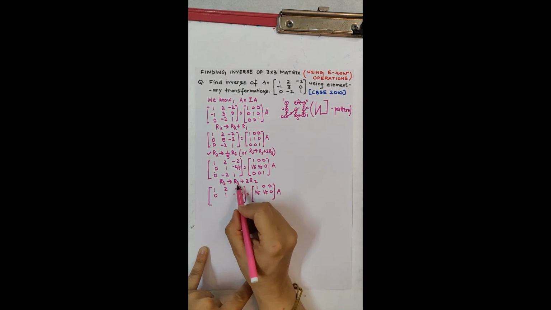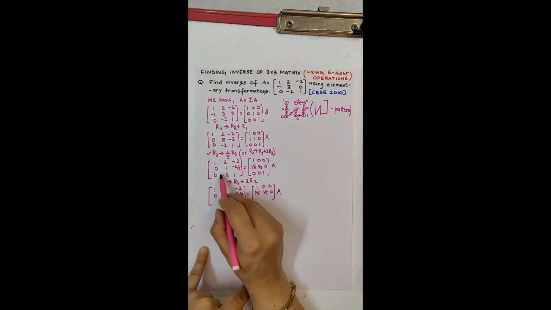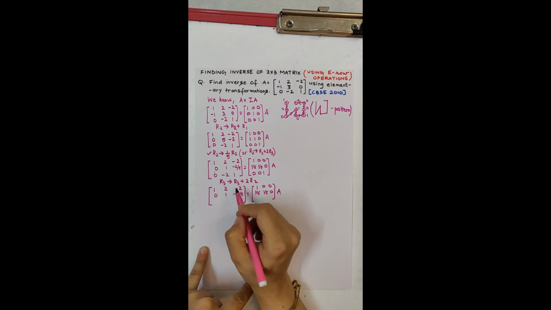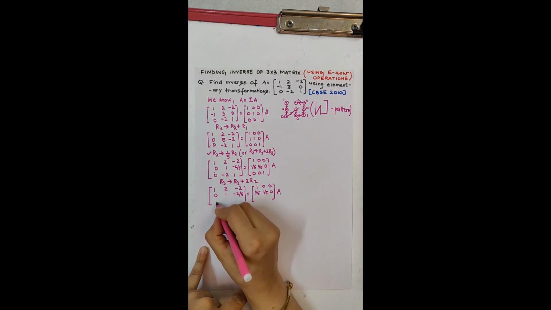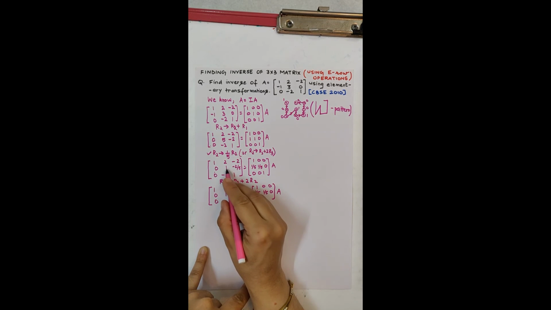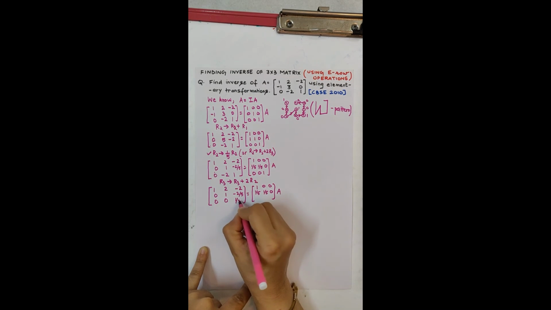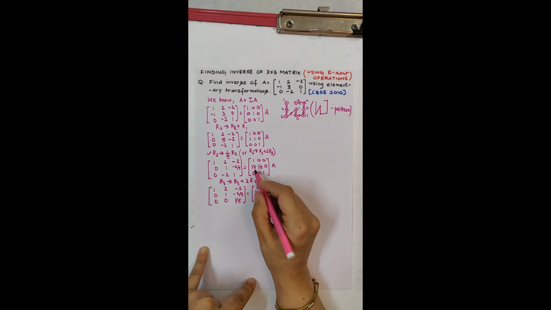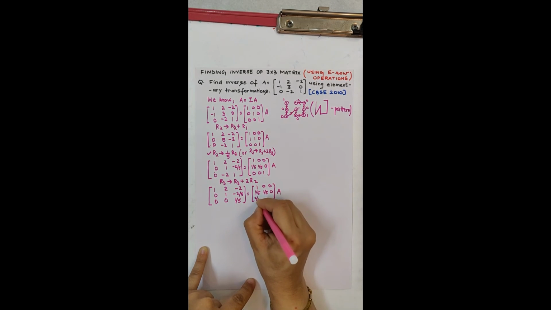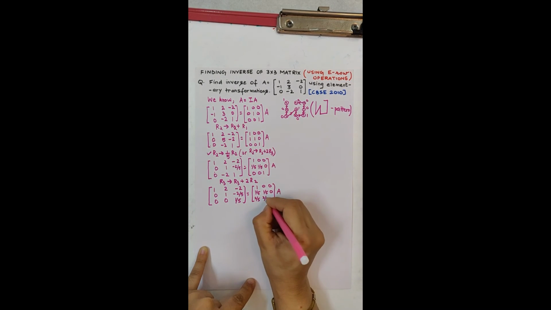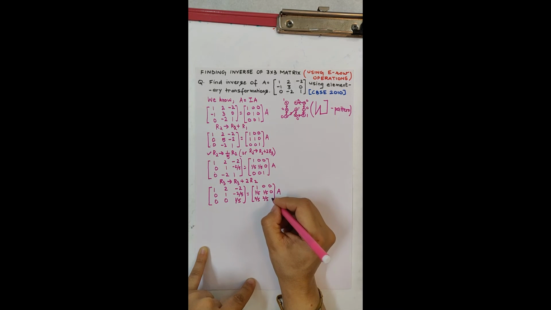Alright, now R3 goes to R3 plus 2 times R2. So we have to multiply the elements of the second row by 2 and then add them to the corresponding elements of the third row. Right, so 0 plus 2 into 0, that's a 0. Minus 2 plus 2, that's 0 again. And then we have 1 minus 4 by 5, that's 1 by 5. Here on the right hand side we have 0 plus 2 by 5, so that's 2 by 5. Next also 0 plus 2 by 5, 2 by 5. And then next we have 1 plus 2 into 0, so that's 1 only. Alright, moving on to the next element.